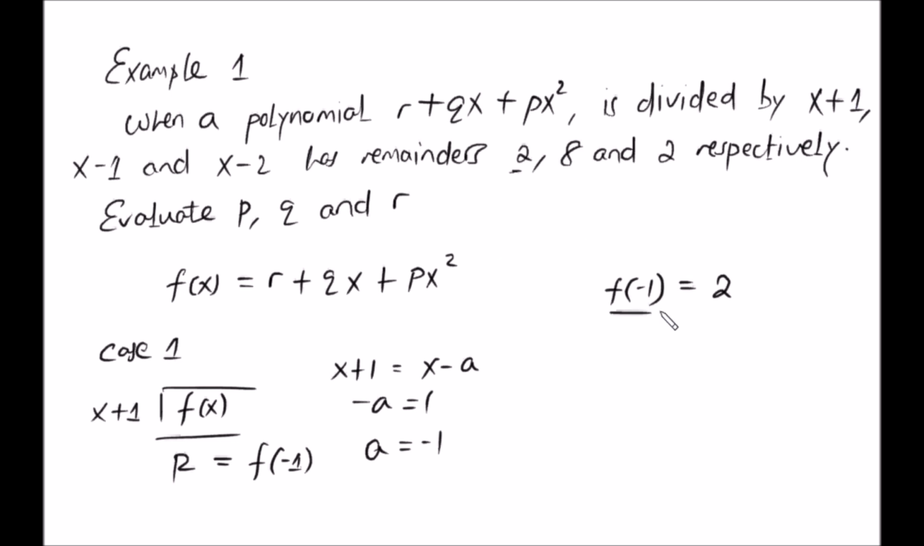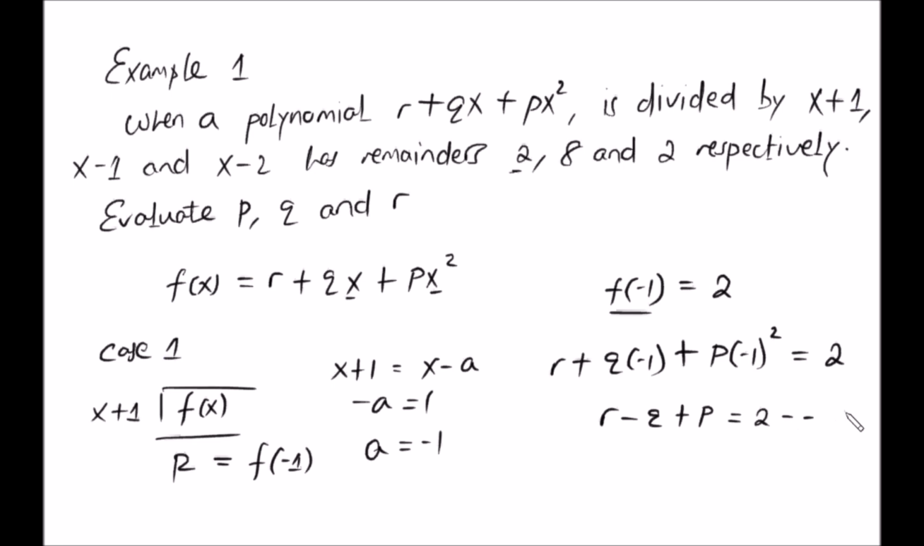Sasa f of negative 1 ni nini? Maanake hapa niingize kwenye x niweke negative 1. Kwa hiyo itakuwa ni r plus q times negative 1 plus p times negative 1 squared sawa na 2. Kwa hiyo hii itakuwa ni r minus q plus p ni sawa na 2. So this is the first equation. So hiyo ni case 1.